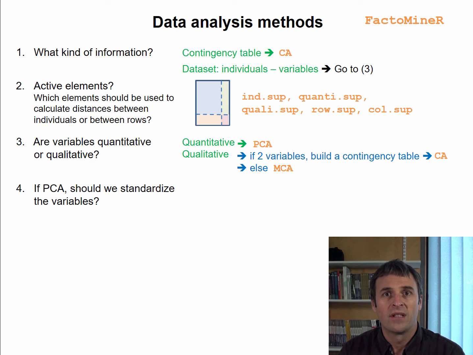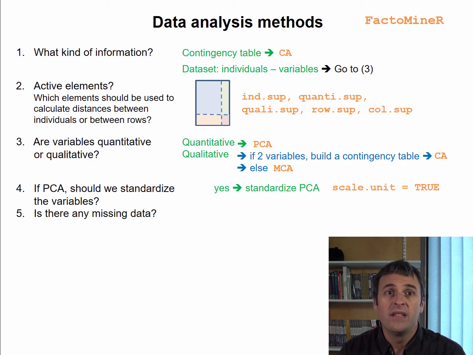Fourth question, if we decide to go with PCA, should we standardize the variables or not? We have seen that if variables are given in different units, it's necessary to standardize them. Now, if all the active variables are in the same units, we can decide whether to standardize or not. Standardizing the variables goes hand in hand with giving the same importance to each variable, whereas keeping the variables unstandardized goes with assigning more importance to variables with higher variance. So if we standardize the variables with PCA, we must put scale.unit equal TRUE in FactoMineR when using the PCA function.